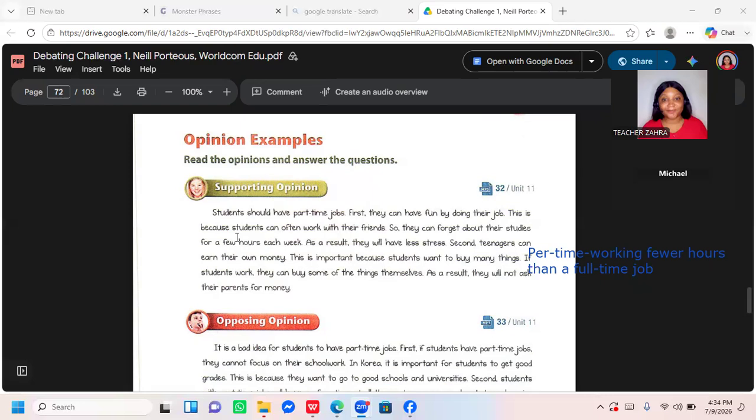Okay, another one. If students have a part-time job, they cannot focus on their schoolwork. In Korea, it is important for students to get good grades. It is because they want to go to good school and university. All right.